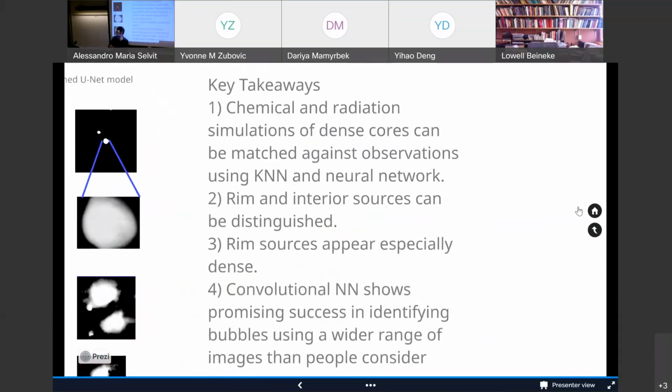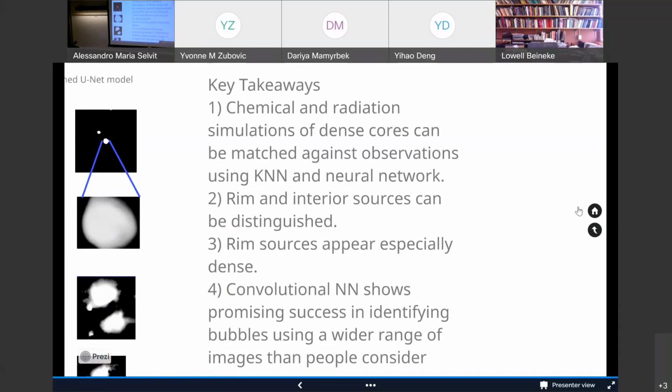So, key takeaways here. We have computer simulations of the chemistry and the radiation of dense cores, and we have used a nearest neighbor and a neural network to compare those simulations against observations in the 90 catalog. And it appears that those models successfully distinguish rim and interior sources. The rim sources appear to be especially dense and especially large.